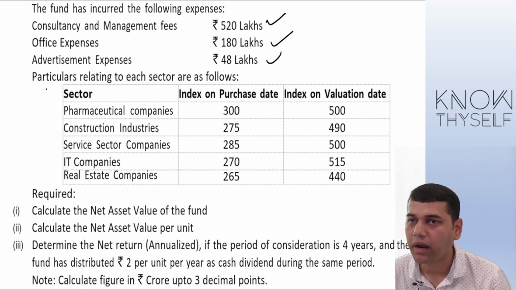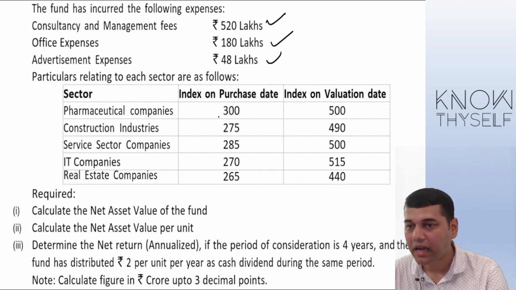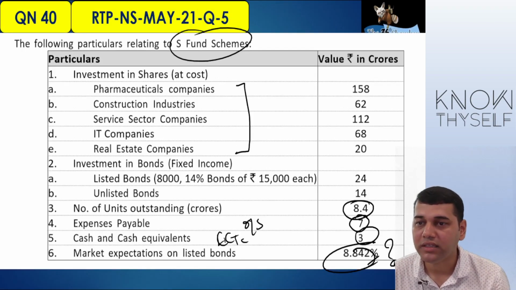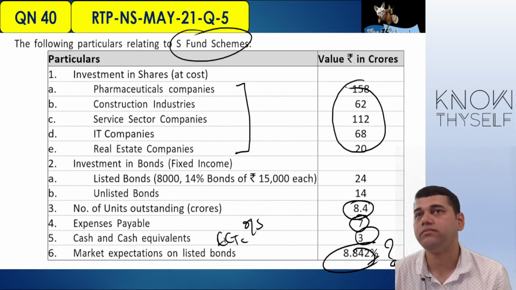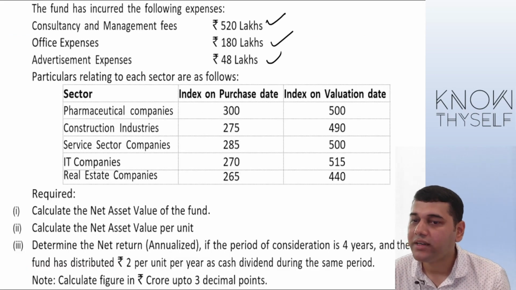Let us see now. I might have received some dividend or income. Particulars related to each of the sectors are as follows. So, index on the rate of purchase, index on the rate of valuation. Okay, so that means I go back to the question. I know the valuation of these 5 shares. Done. Required: calculate net asset value of the fund. Calculate net asset value per unit.